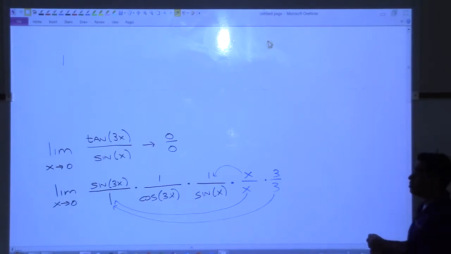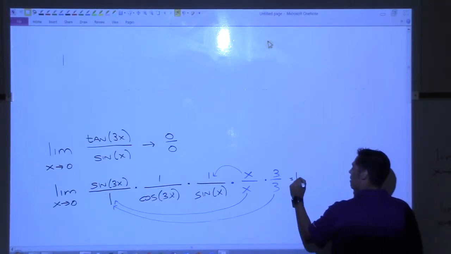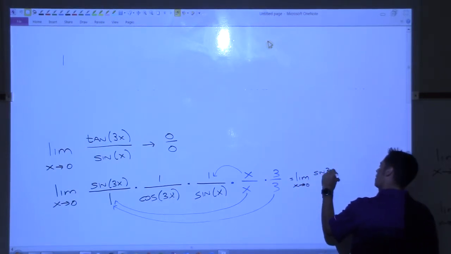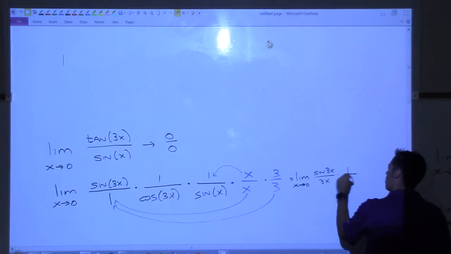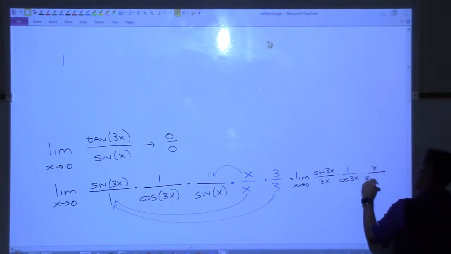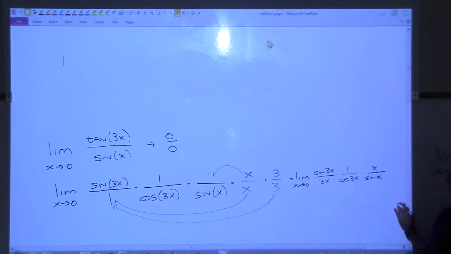So after you do all this, the next line should be limit as x goes to 0 of sine 3x over 3x, times 1 over cosine 3x, times x over sine x, times what? 3 over 1, or just 3. Okay?